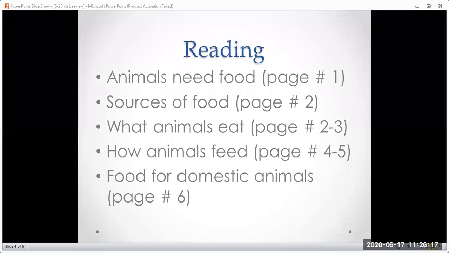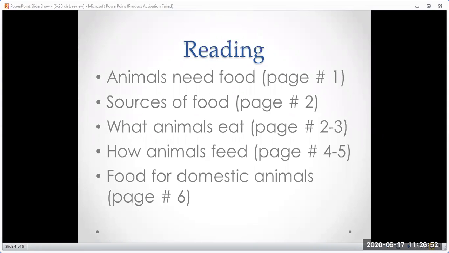In this lesson, you will learn about the food and feeding habits of animals. Animals need food. All living things need food to grow and to live. Animals are living things that need energy to move around and work. Food gives them all the energy they need. They need food to remain healthy.